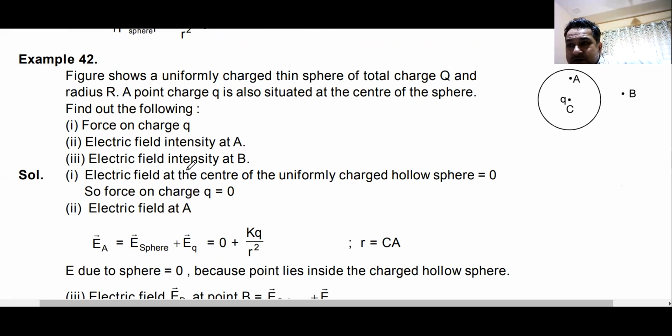These are the type of problems that might get you trouble in the examination hall. So please see them carefully. This figure shows a uniform thin sphere. Thin sphere means it's a hollow sphere of total charge Q and radius R. A point charge Q is situated at the center of this shell. Find out the following. What is the force on charge Q?